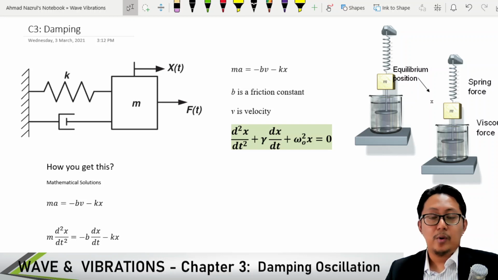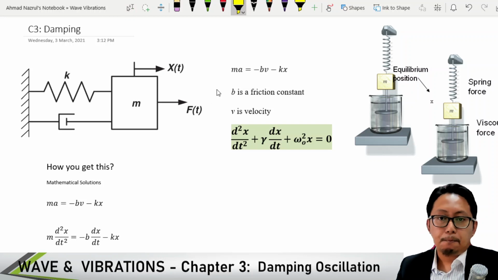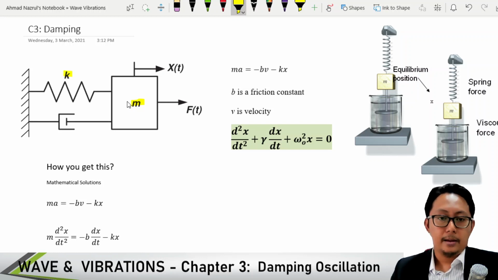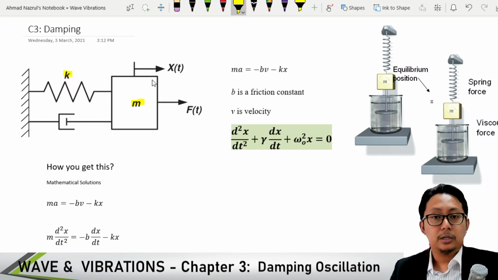But what happens if we have a friction force big enough to affect the whole calculation? So here we have a mass-spring system in the horizontal direction, with K the spring constant. The movement is the same, except that we have an additional element here, the damper.